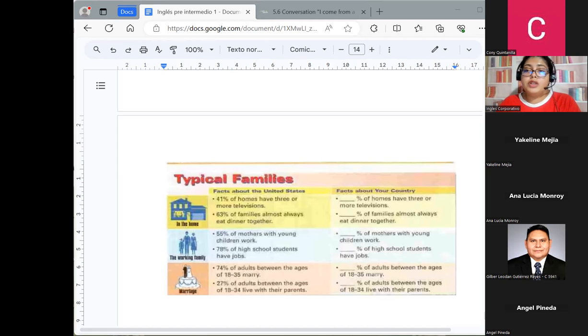In this case, in the first part, we have the home. And it says 41% of the homes have three or more televisions. 63% of families almost always eat dinner together.